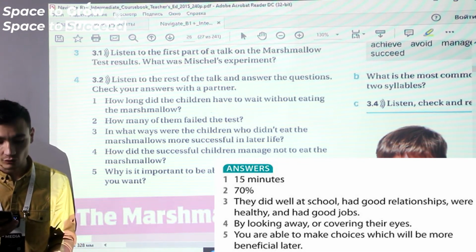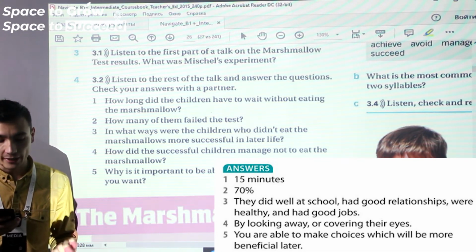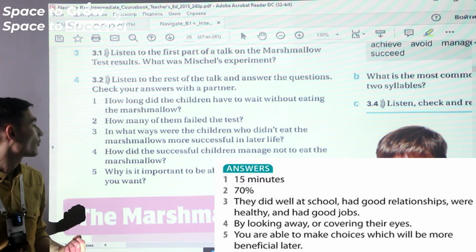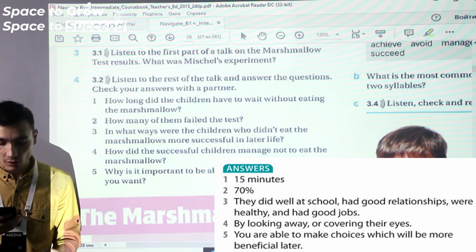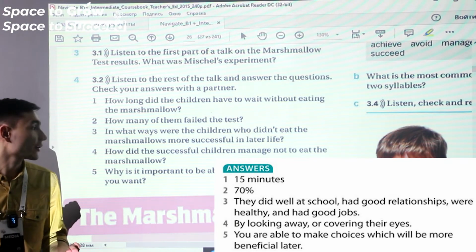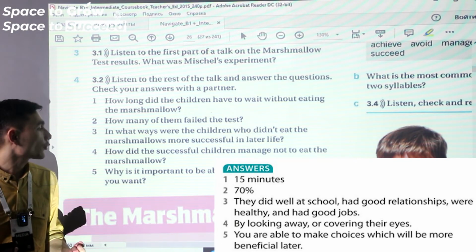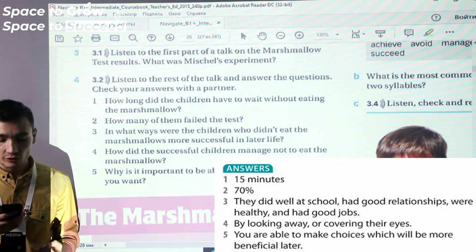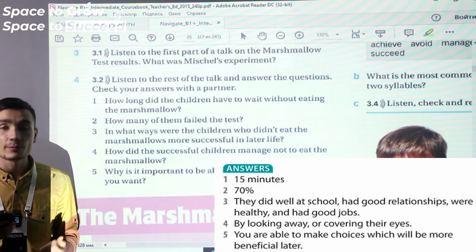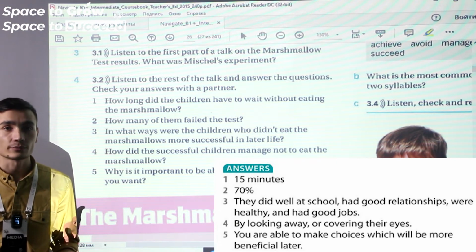3. In what ways were children who didn't eat the marshmallow more successful later in life? They did well at school, had good relationships, were healthy, and had good jobs. 4. How did the successful children manage not to eat the marshmallow? By looking away or covering their eyes. 5. Why is it important to be able to wait for something you want? Because you are able to make choices which will be more beneficial in the long run later.